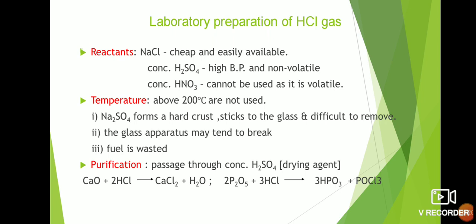Now we are going to start our chapter with laboratory preparation of HCl. Now you can clearly see the reactants which we require for this laboratory preparation is NaCl. We can use any chloride salt, but as NaCl is easily available and cheap, therefore we use NaCl in the preparation of hydrogen chloride gas. Second would be concentrated sulfuric acid. Why not concentrated nitric acid? It is because concentrated nitric acid is volatile in nature, as well as it is an oxidizing acid.